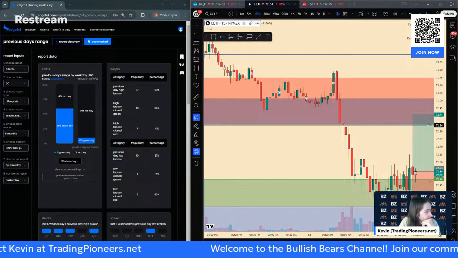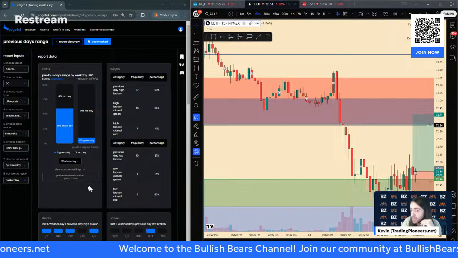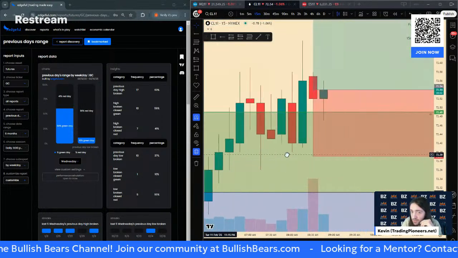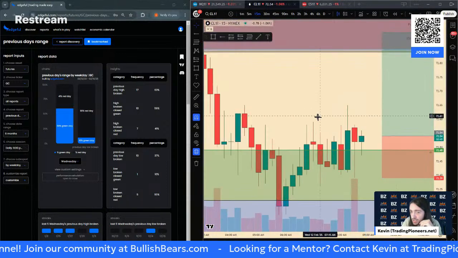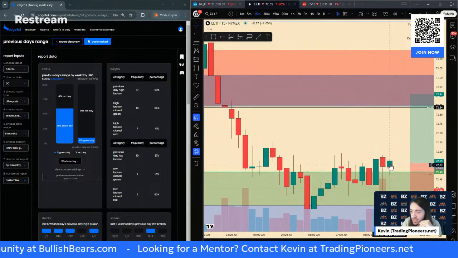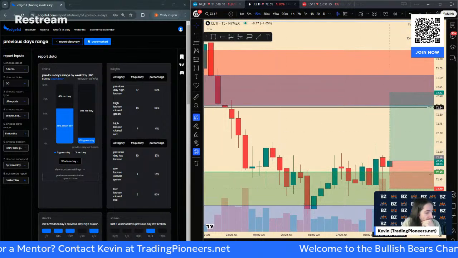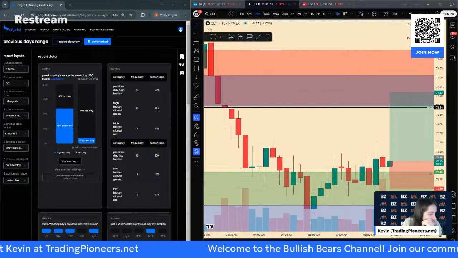All right, ladies and gentlemen, we have just a minute. What do we have? 40 seconds until we get that 30-minute candle close. Now, we do have a pretty nice 15-minute candle right here on crude, but we would need this 15-minute candle to really push higher for these last 30 seconds or so.